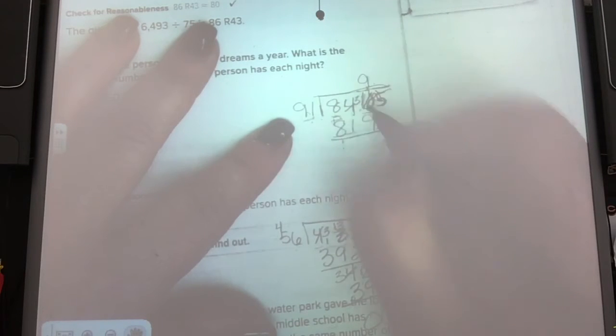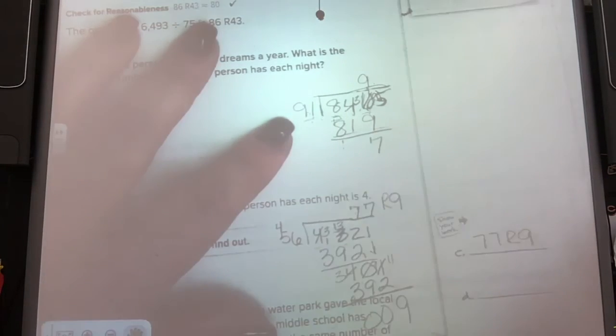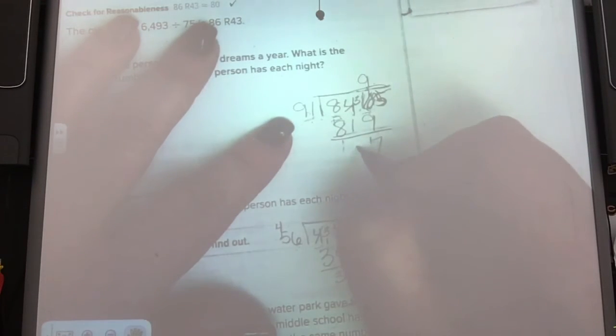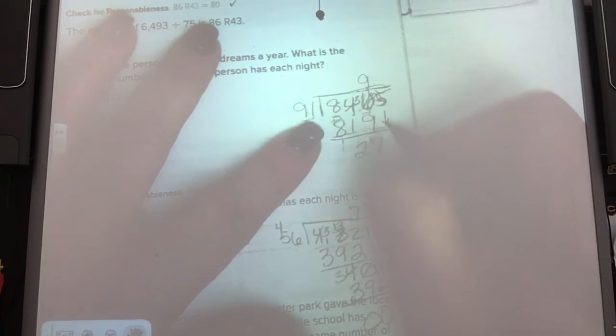16 minus 9 would be what? 7. 3 minus 1 is 2. And 8 minus 8 is nothing. 27, that's way lower than 91. That's better. Let's bring down our 5.